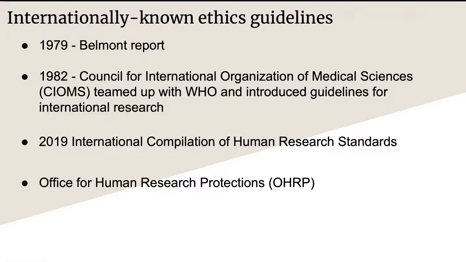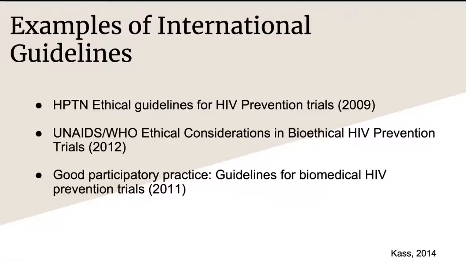Also, the Office for Human Research Protections aims at protecting the rights, welfare, and well-being of study participants involved in research conducted or supported by the U.S. Department of Health and Human Services. There are also program-specific ethical guidelines, such as HIV Prevention Trials Network Ethics Guidelines for Research, which was revised in 2009, the Joint United Nations Program on HIV and AIDS, Ethical Considerations in Biomedical HIV Prevention Trials, and Good Participatory Practice Guidelines for Biomedical HIV Prevention Trials.